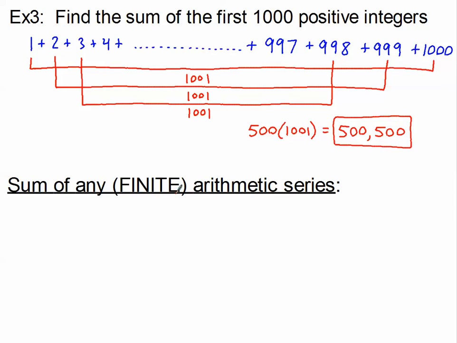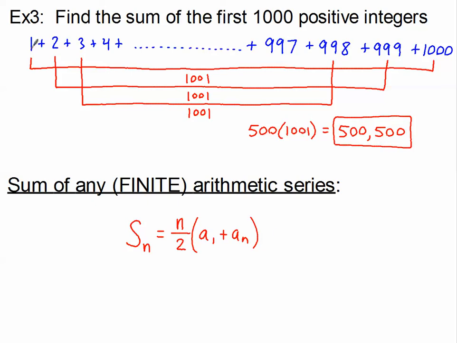So the finite sum, and I'm going to label it as S sub n, big S, capital S, that means the sum. And the sum formula says I take the number of terms that I'm adding up and divide them in half. It's exactly how I got the 500. I had 1,000 terms and I divided it into 2. And I multiply that by the first term plus the last term, which is exactly where I got the 1,001 in the previous problem.